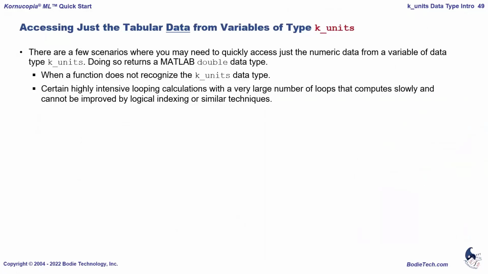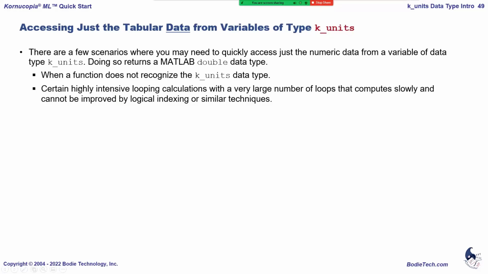There are a few cases where you want to just get the numeric data from the K-units data type. You don't want the whole thing with the units and the column names and everything. You just want the table of data, the double type data that's underlying your data set. One reason you might need to do that is if you're calling a function that was not overloaded by Kornucopia and the function doesn't know what to do with the K-units data type fed to it. In that scenario, you would want to extract just the numeric data out of the K-units data type.